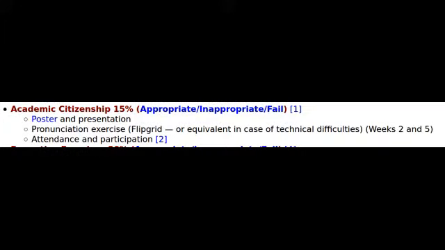So in the academic citizenship type, the poster and presentation is worth the same as the 2 pronunciation exercises, and your overall attendance and participation is worth the same as either of the other 2. All of these are described in the syllabus, either in a note on the page or by links to other pages. But here are some important notes for each category.